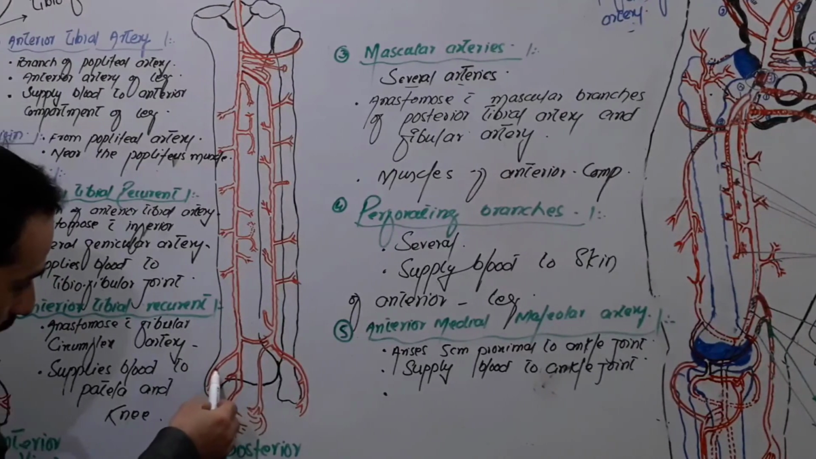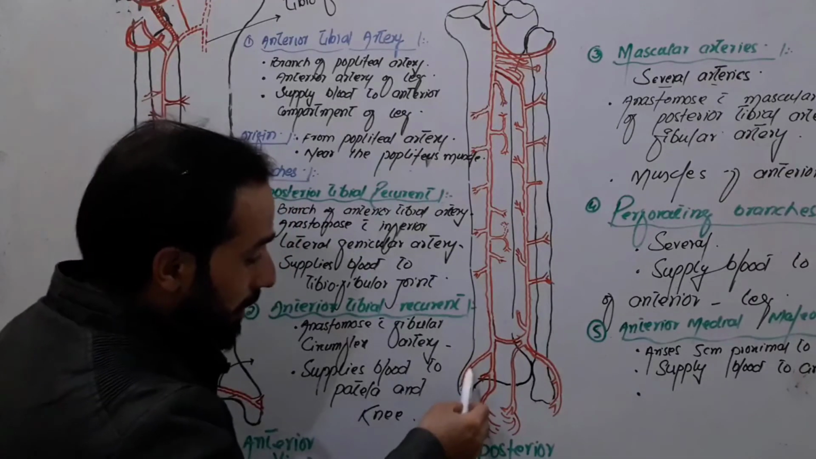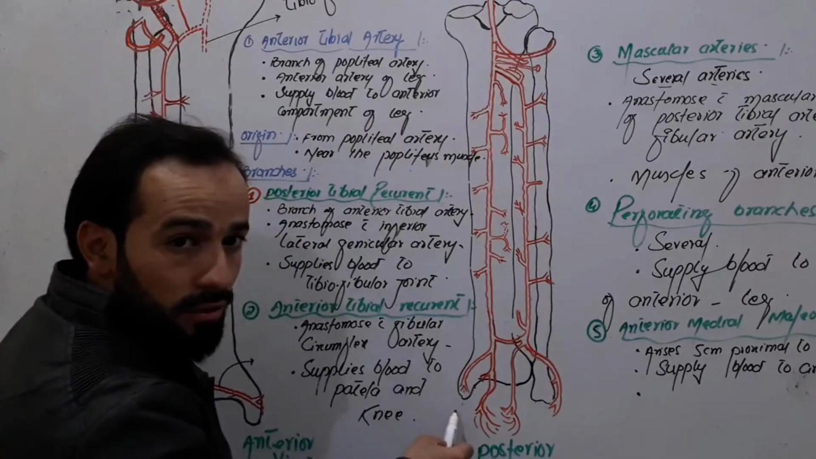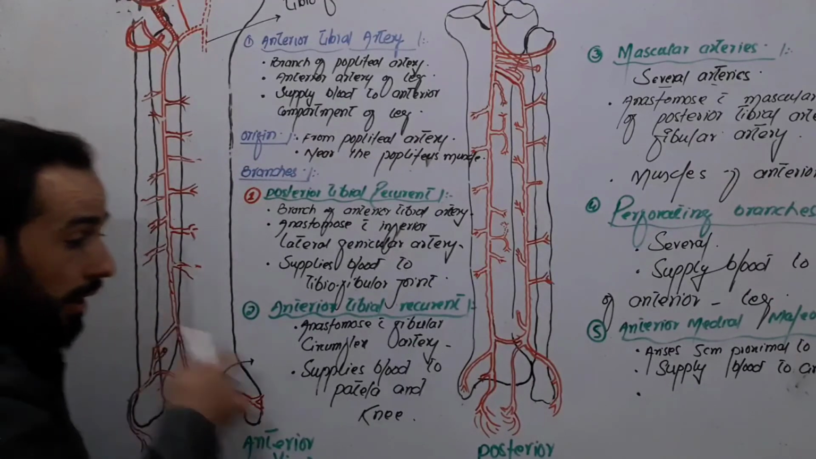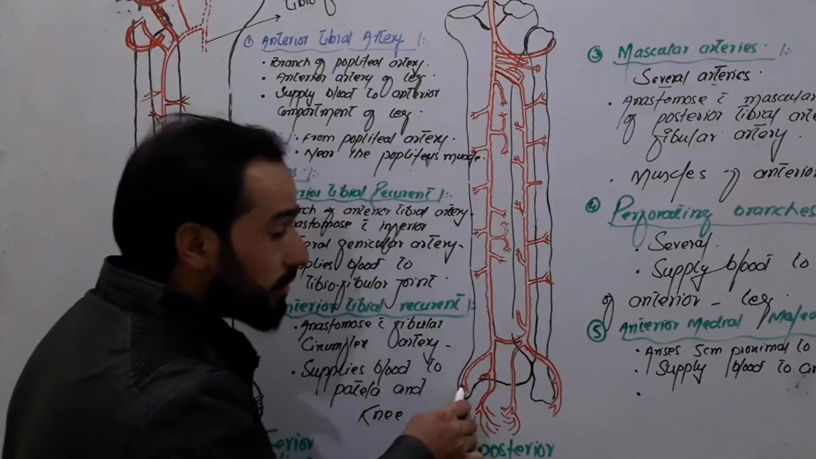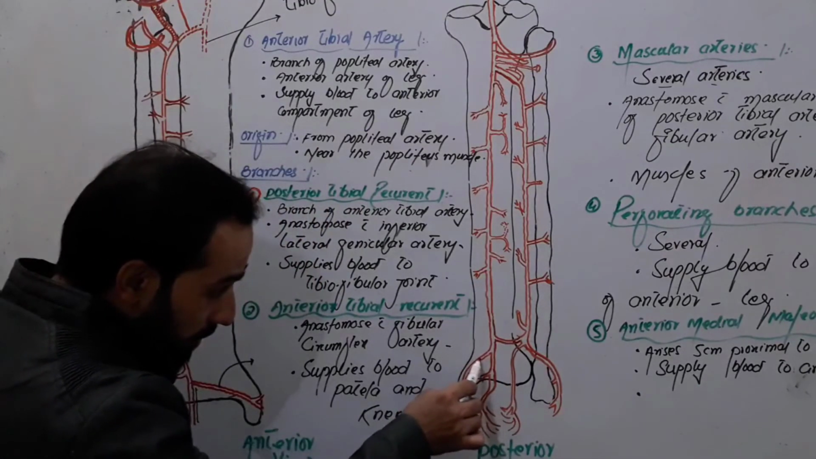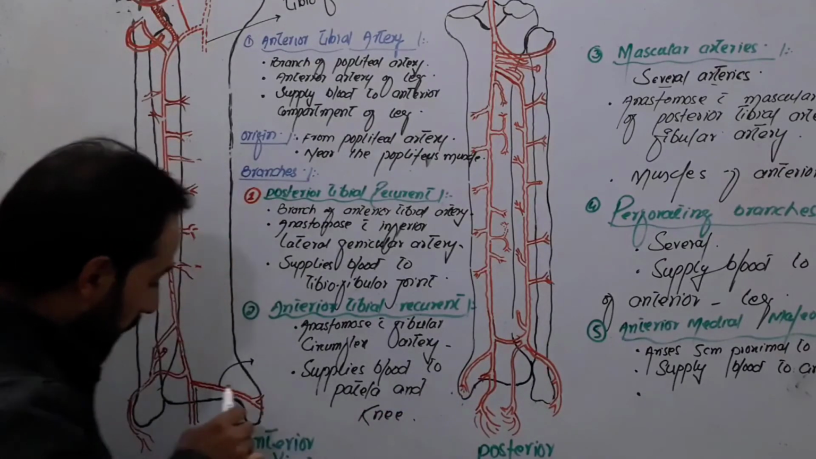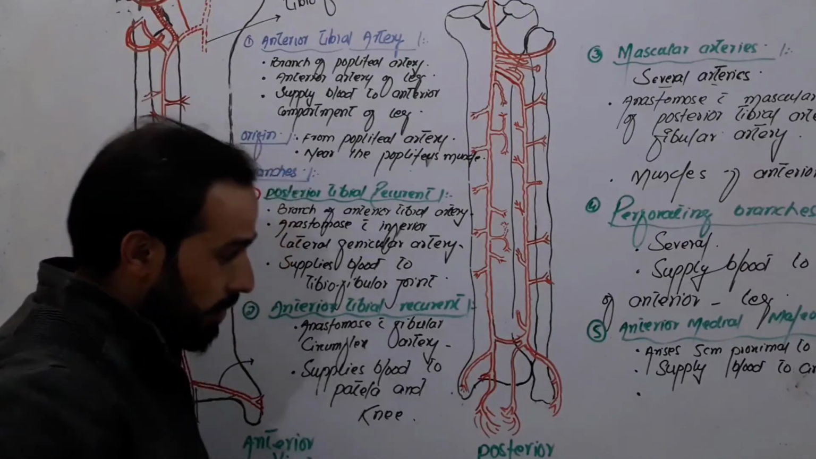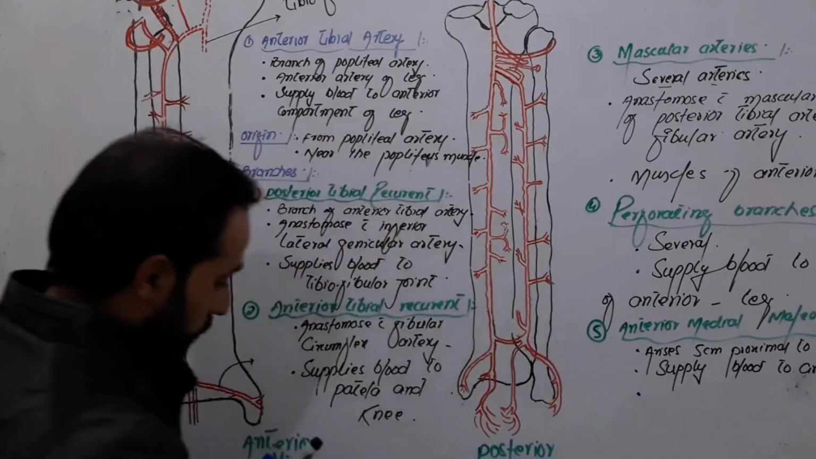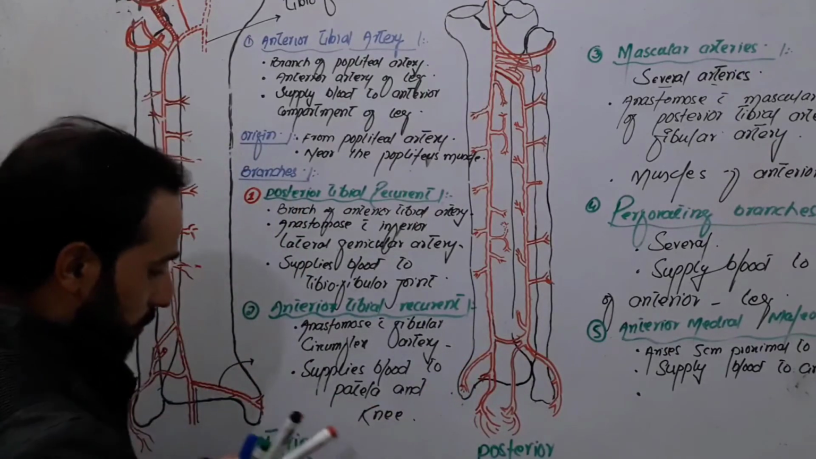And it gives a branch like this. So what is this branch? This branch is called the posterior medial malleolar artery. The anterior medial malleolar artery is the branch of the anterior tibial artery, and the posterior medial malleolar artery is the branch of the posterior tibial artery. So this posterior medial malleolar artery and this anterior medial malleolar artery will make anastomosis. We will see these anastomoses in the next lecture.